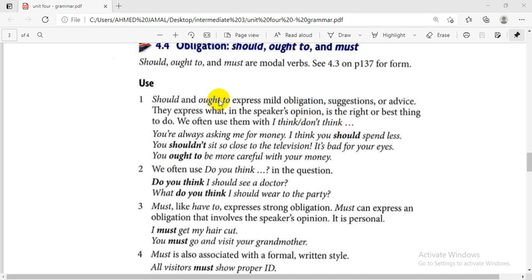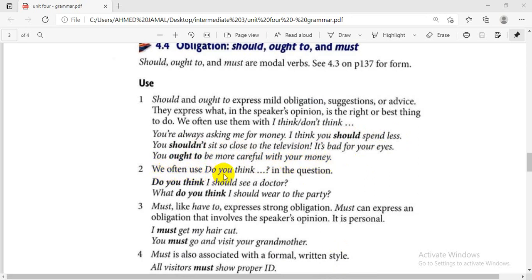Should and ought to express ينبغي ويجب أن، تعبر عن التزام أو اقتراحات أو مشورة معتدلة، وكذلك تعبر عن رأي المتحدث عن الشيء الصحيح أو الأفضل. تستخدم with I think أنا أعتقد or don't think لا أعتقد ذلك. You are always asking me for money. I think you should spend less. You shouldn't sit so close to the television. It is bad for your eyes. You ought to be more careful with your money.